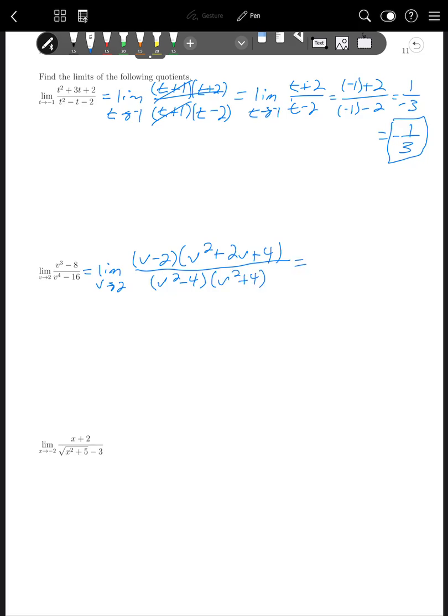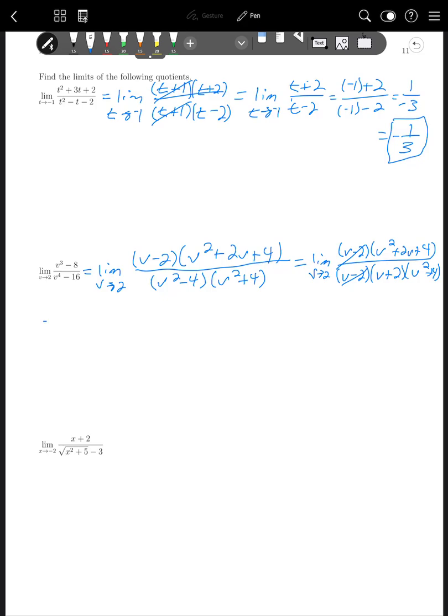And then we can actually factor the bottom again. So this would be the limit as v approaches 2 of v minus 2 times v squared plus 2v plus 4 over, using the difference of squares on the first part again, v minus 2 times v plus 2 times v squared plus 4. And so now we can cancel out a v minus 2 and plug in 2 into this function.